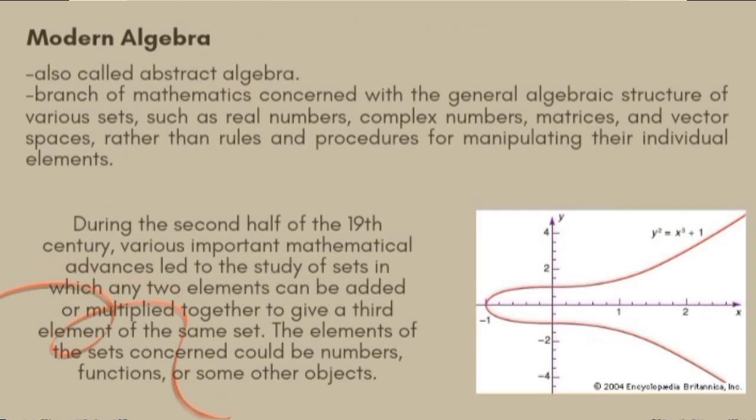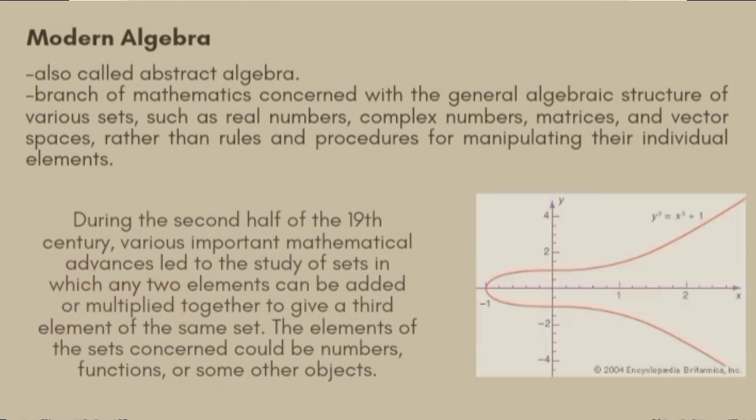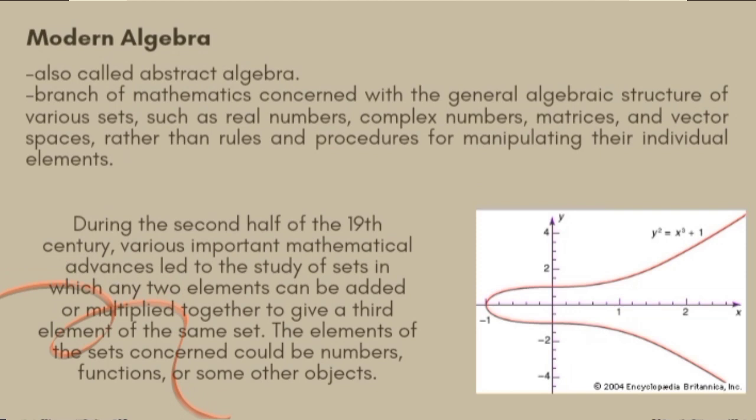Modern algebra is also called abstract algebra, a branch of mathematics concerned with the general algebraic structure of various sets such as real numbers, complex numbers, matrices, and vector spaces, rather than rules and procedures for manipulating their individual elements. During the second half of the 19th century, various important mathematical advances led to the study of sets in which any two elements can be added or multiplied together to give a third element of the same set. The elements of the sets concerned could be numbers, functions, or some other objects.